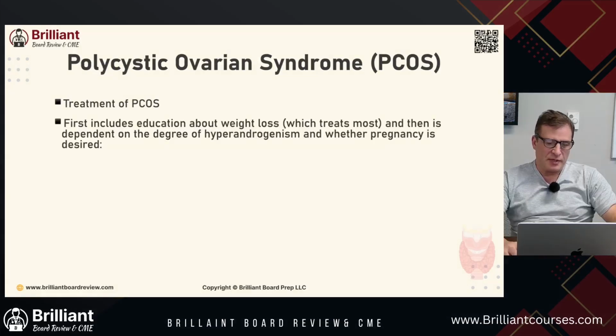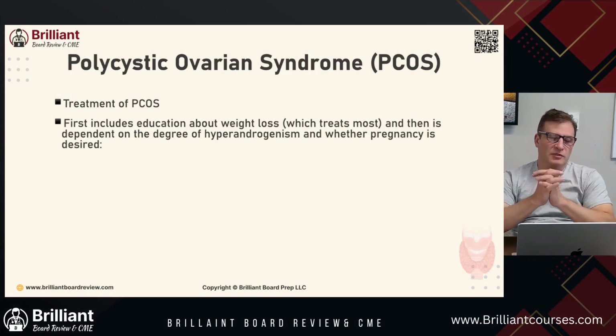The treatment of PCOS. First treatment includes education about weight loss. This is where the GLP-1s can become useful, and there are actually studies on this.